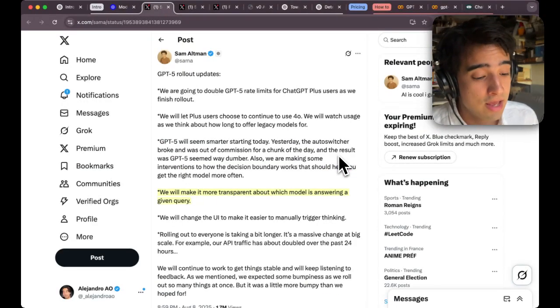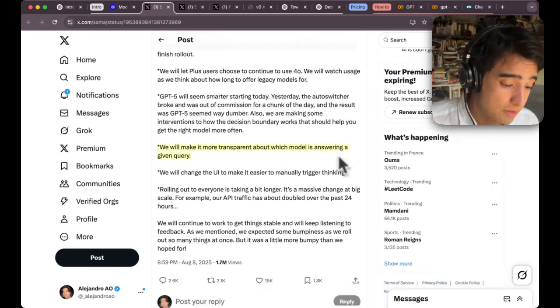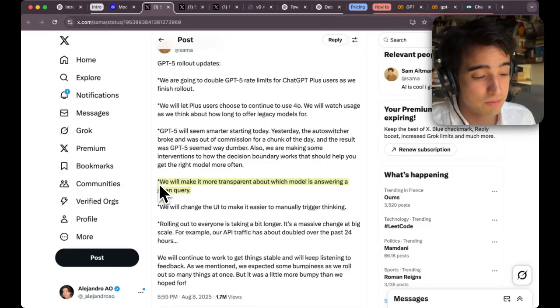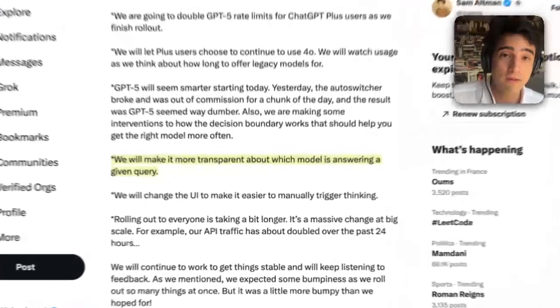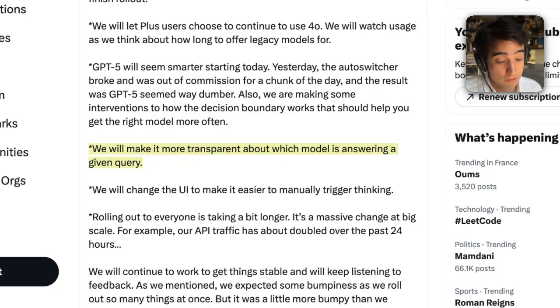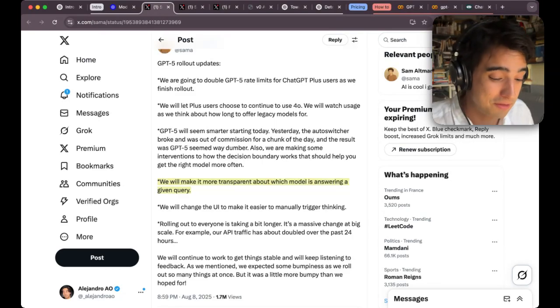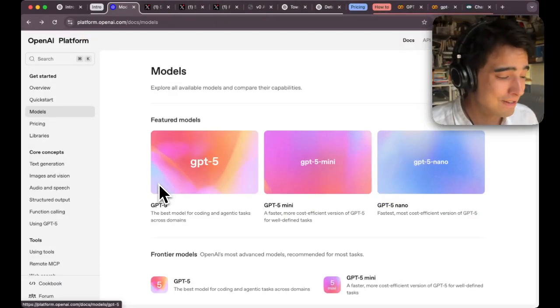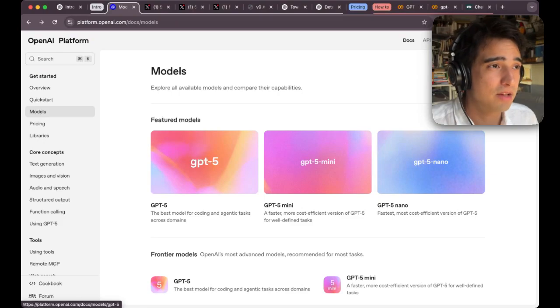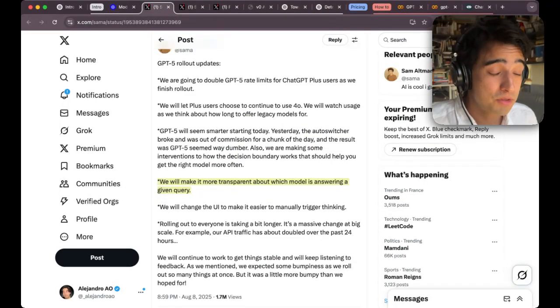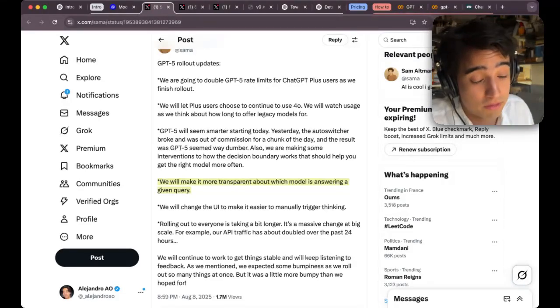However, that being said, Sam Altman has come out in the last few hours saying that they will try to make it more transparent about which model is actually answering your query so that you're better able to track this. And yeah, in general, just something to keep in mind. This is probably the way that we're going to be seeing LLMs in the future. However, I do think that we're going to get more transparent interfaces about this. That being said, I'm pretty sure that this model is actually better than GPT-4o.